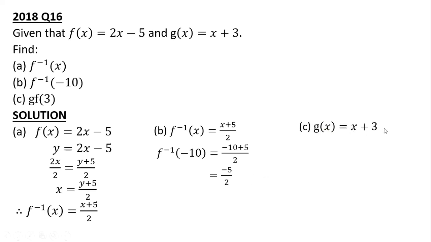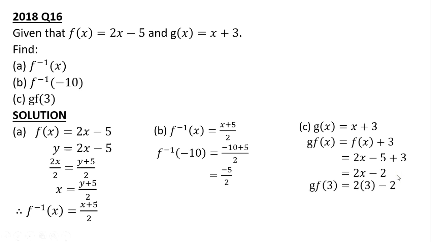g of x is equal to x plus 3. g of f of x is equal to, where there's the x, replace it with f of x. Our f of x is 2x minus 5. So we are going to simplify negative 5 plus 3, which will give us a negative 2. Therefore, g of f of x is equal to 2x minus 2.